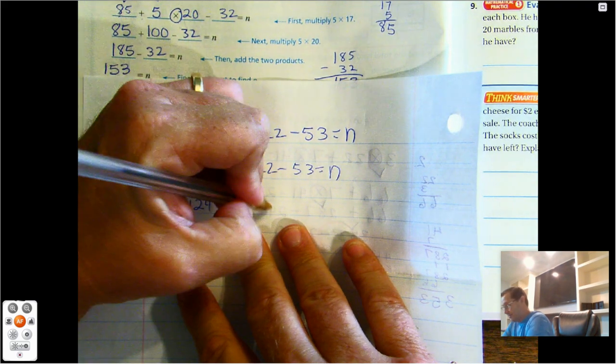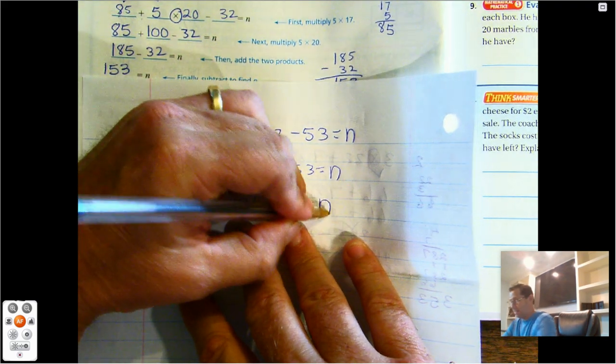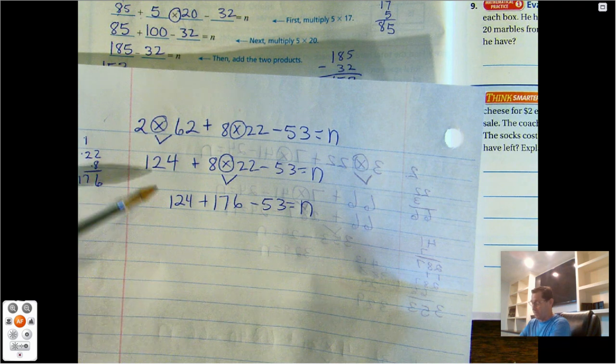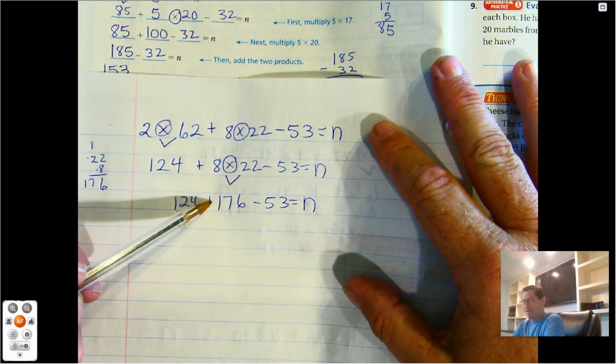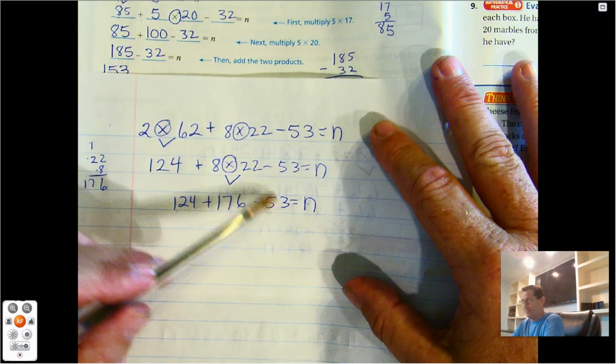Okay. And so we rewrote the 124. We simplified 8 times 22. And now we're going to take away the 53 there. So now I only have addition and subtraction. Go left to right.